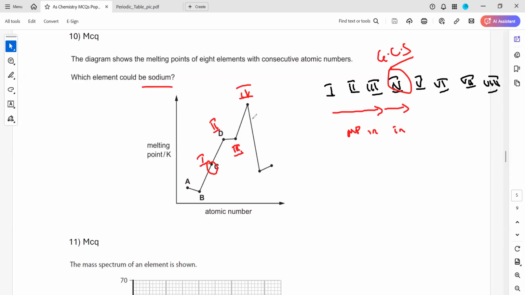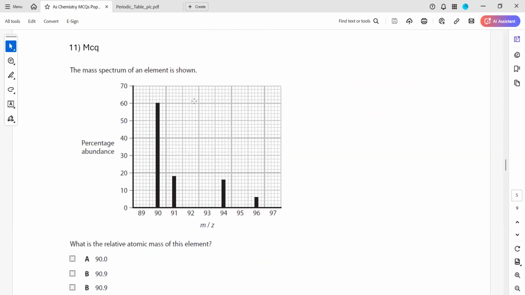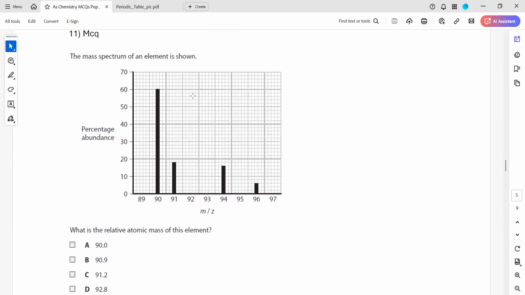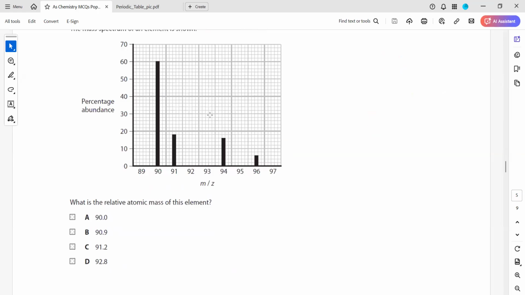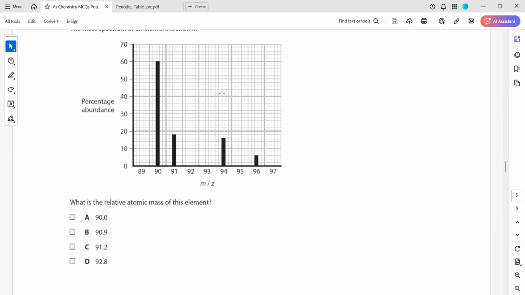Is it clear? If it was an ionization energy graph, the peak is always occupied by the group 8 element in ionization energy. But in a melting point graph, the peak is always occupied by a group 4 element because of the giant structure. Question 11, any doubt? Working out the average mass, relative isotopic mass or atomic mass of this element.